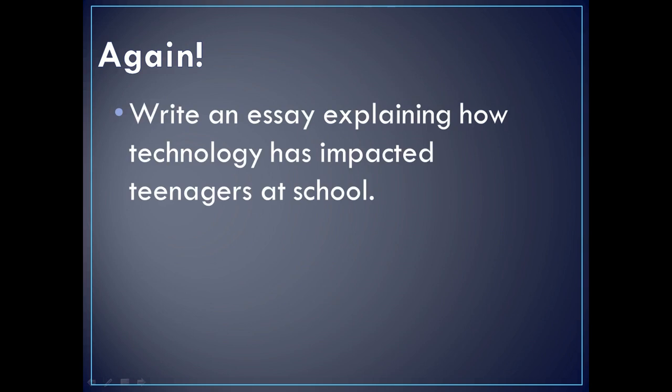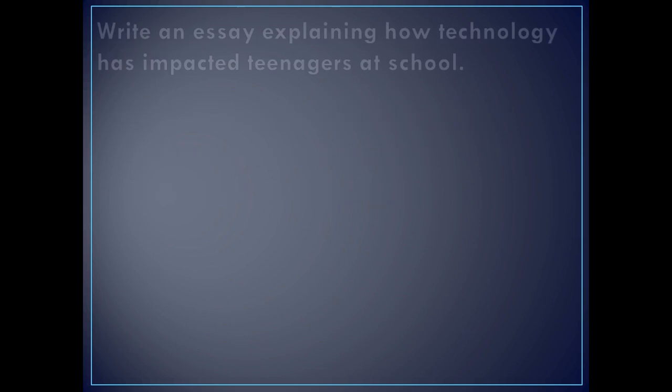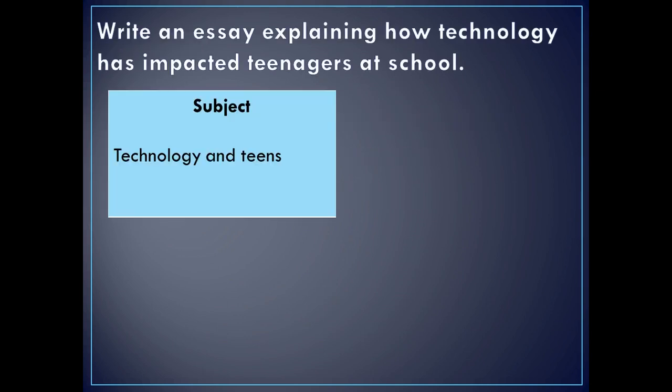So let's go ahead and try that again with just a prompt this time. Write an essay explaining how technology has impacted teenagers at school. So there are two ways this can go. We can talk about the positive impacts or the negative impacts. So I'm still in pre-writing and brainstorming mode. I'm still thinking, but I do know the subject, right? The subject here is technology and teenagers. That is the main thing that I'm going to be talking about.